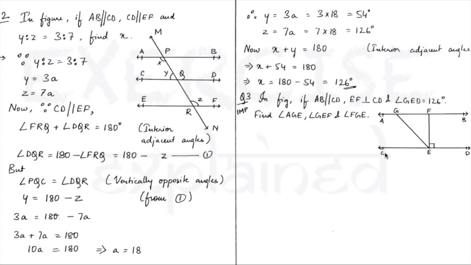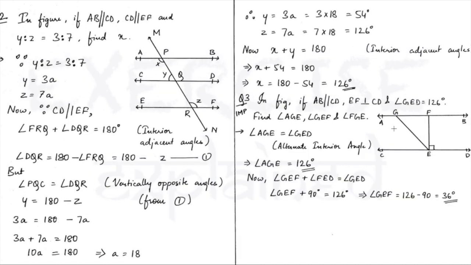Now since AB is parallel to CD, angle GED will be equal to angle EGA because both of them are alternate interior angles. So we can write angle AGE is equal to 126 degrees. So out of these three, we have already found the value of AGE, that is equal to 126 degrees.